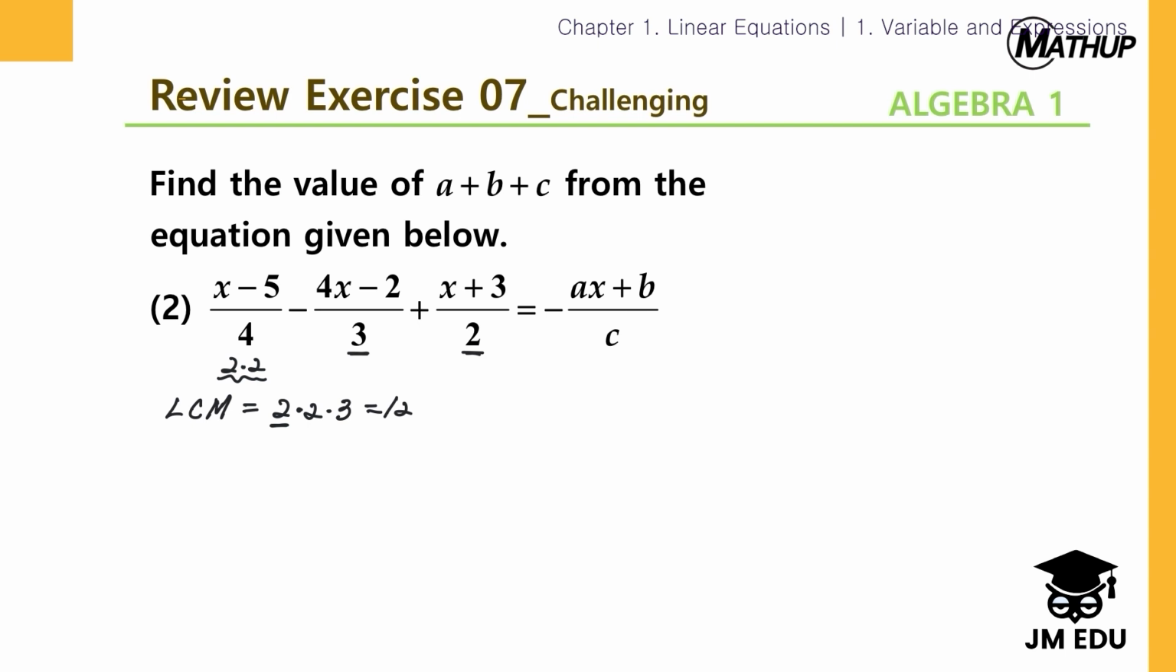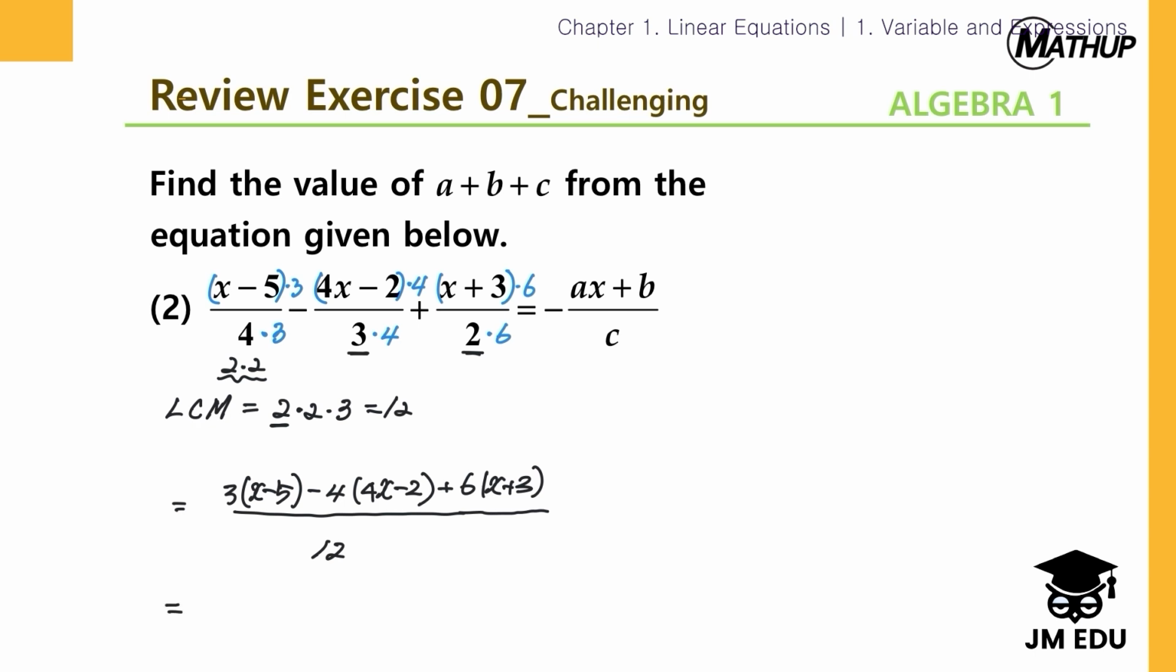Then we're going to multiply by 3 to make this one 12. And also 3 here. For this one, we're going to multiply by 4. And also 4 here. And here 6 times 6 here. Now the common denominator is 12. It's equal to, the common denominator is 12 now. And we have 3 times x minus 5 minus 4 times 4x minus 2 plus 6 times x plus 3.